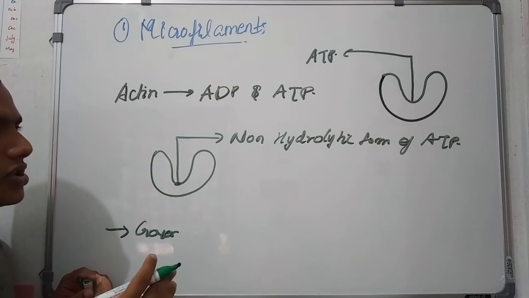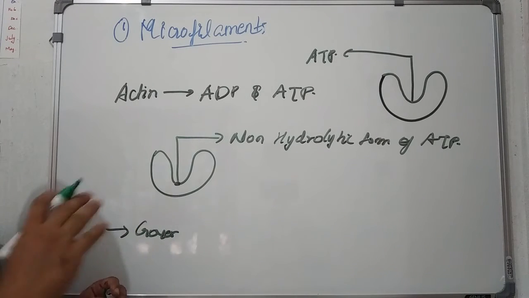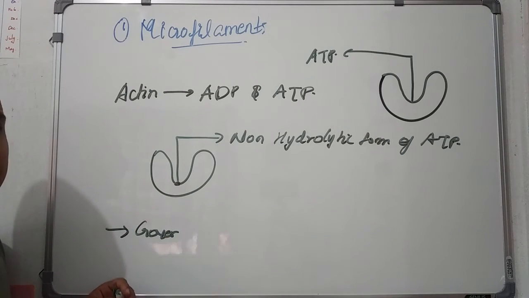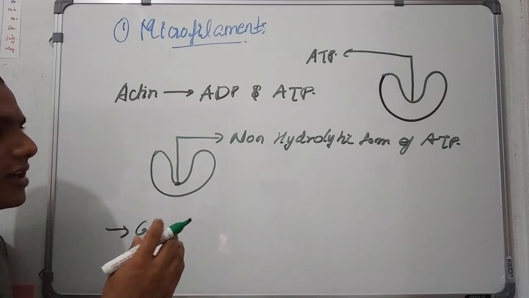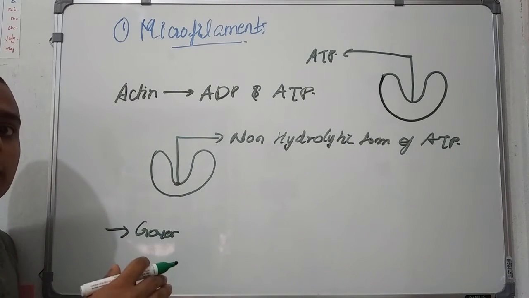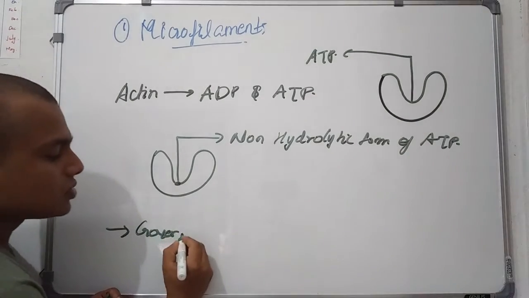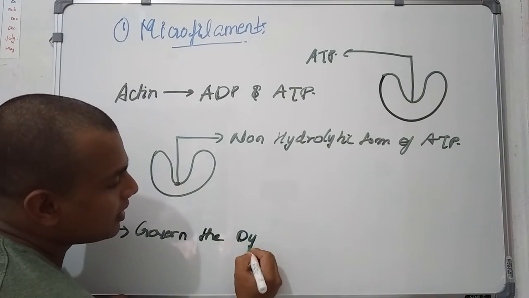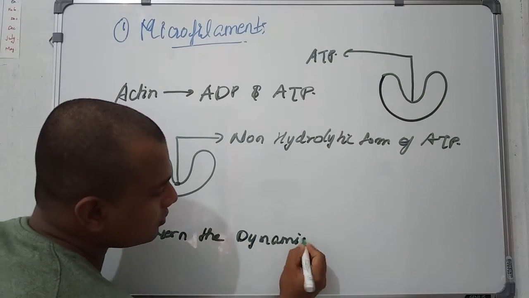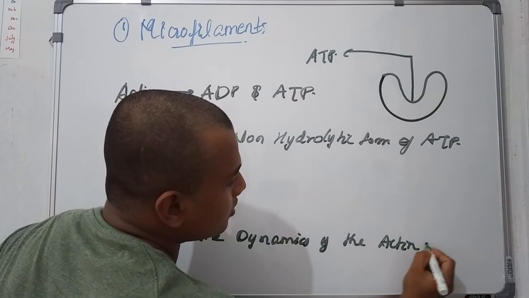After polymerization occurs, only after a while does ATP get hydrolyzed. ATP does not get hydrolyzed instantly after the polymerization has happened. It takes a while for ATP to get hydrolyzed. The use of ATP is to govern the dynamics of the actin filament.